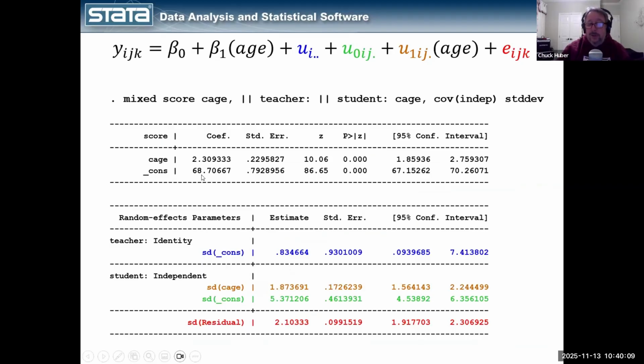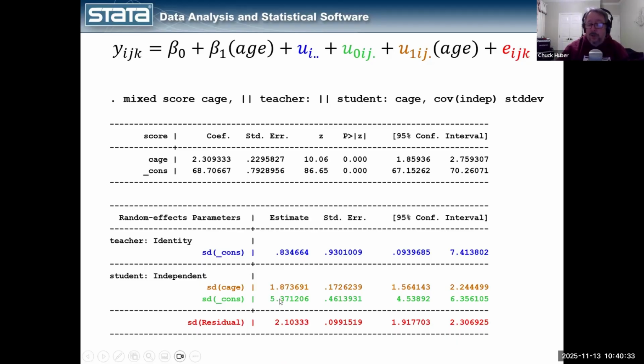Now I can see that the intercept is the same, 68.7, and I've allowed for an upward slope of about 2.3 test score points per year. So each additional year of age is associated with a test score that's 2.3 points higher than the previous year. And if I look at the random parts at the bottom, notice that the teacher random effect hasn't really changed. It's still about 0.83.